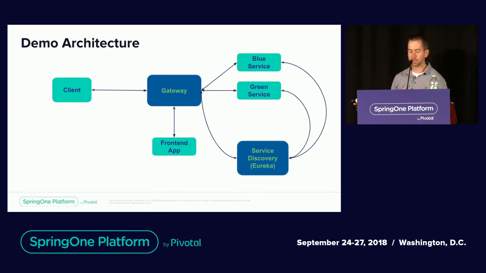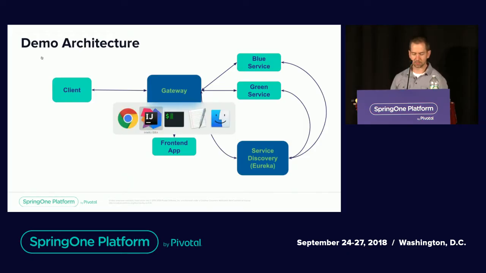Then we're using service discovery, so everything's registering with Eureka. We're taking advantage of the load balancer and the gateway to load balance between the blue or the green service. Okay, so let me show you what that looks like.